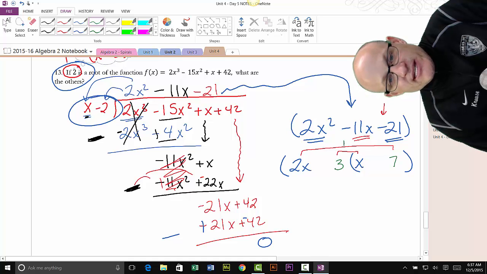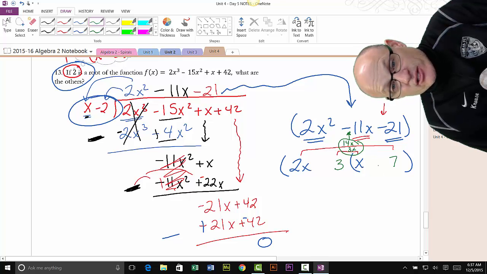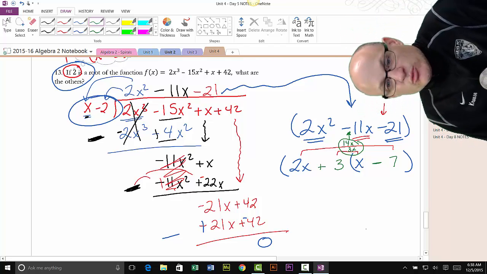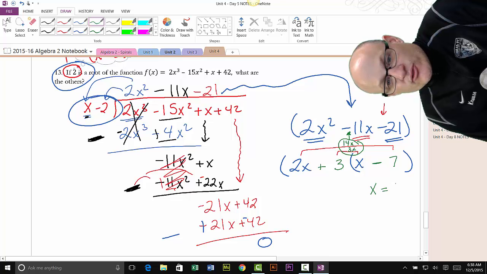Well, this makes 14x, and this makes 3x. And yes, I can subtract those to get negative 11. But since they have to be negative, the larger one has to be negative, and this gives me a plus. All right, so my two roots are x equals 7.